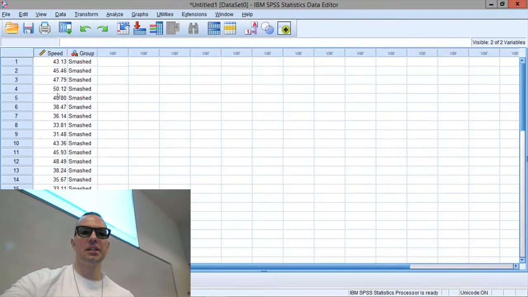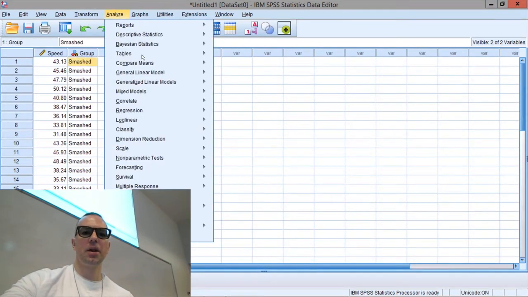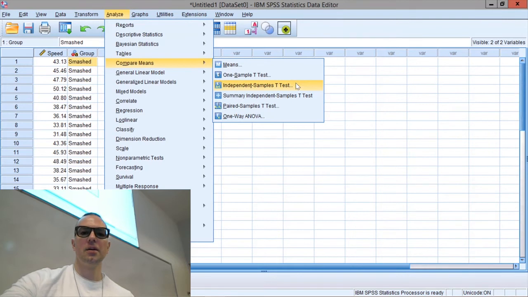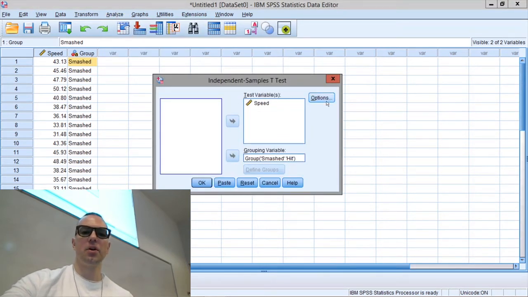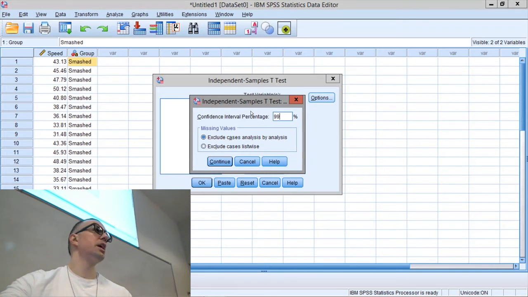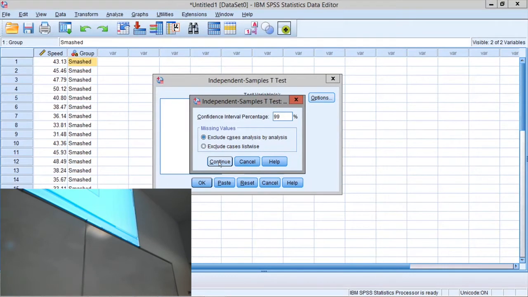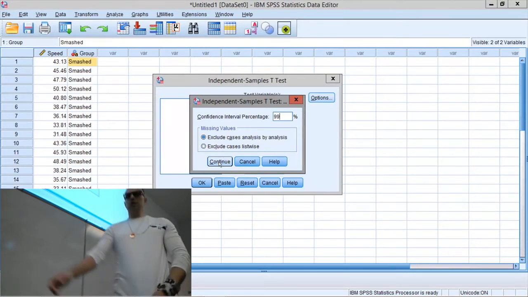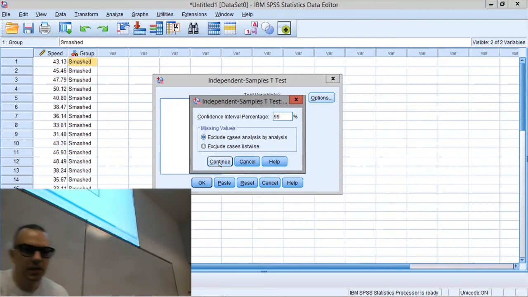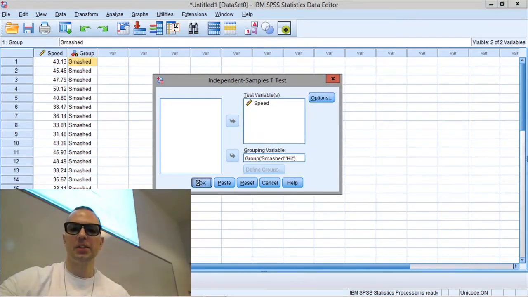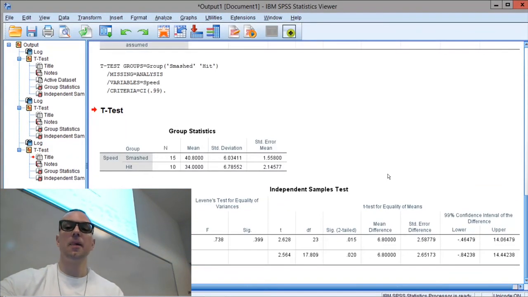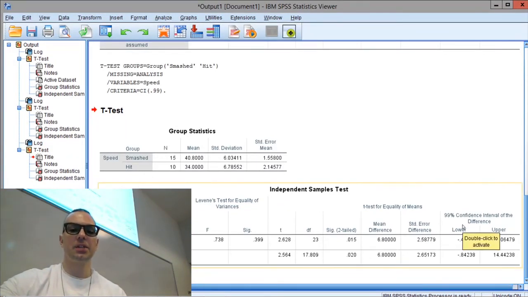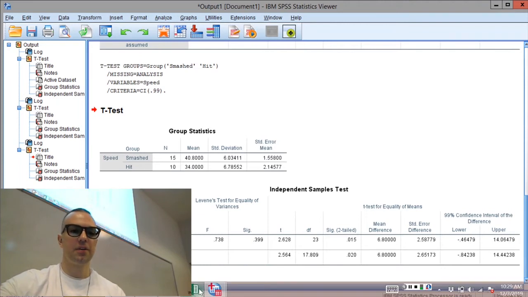So let's get back to the data here. We'll go to Analyze, Compare Means, Independent Samples t-test. And once again, nicely all set up. We go to Options, change the 80% to a 99% confidence interval. And you can do these anywhere from 0 to 99.99999%. All right, so we got our 99% confidence interval ready to go. So we will hit Continue, we'll hit OK. And once again, SPSS has calculated the t-test, and in addition, this time the 99% confidence interval of the difference.